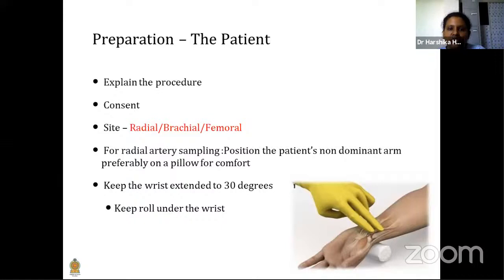So most commonly we perform blood gases in the radial artery, especially in the patient's non-dominant arm. So you have to take the patient's non-dominant arm and lie it preferably on a pillow for comfort. So the secret to success is you need to keep the patient's wrist extended to 30 degrees. And for that you can keep a roll under the wrist.